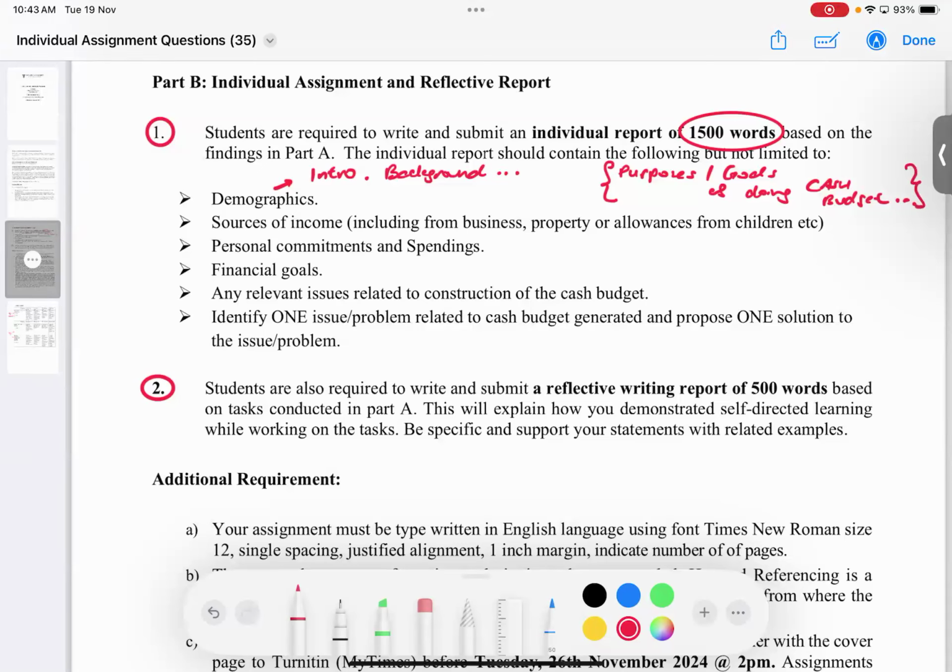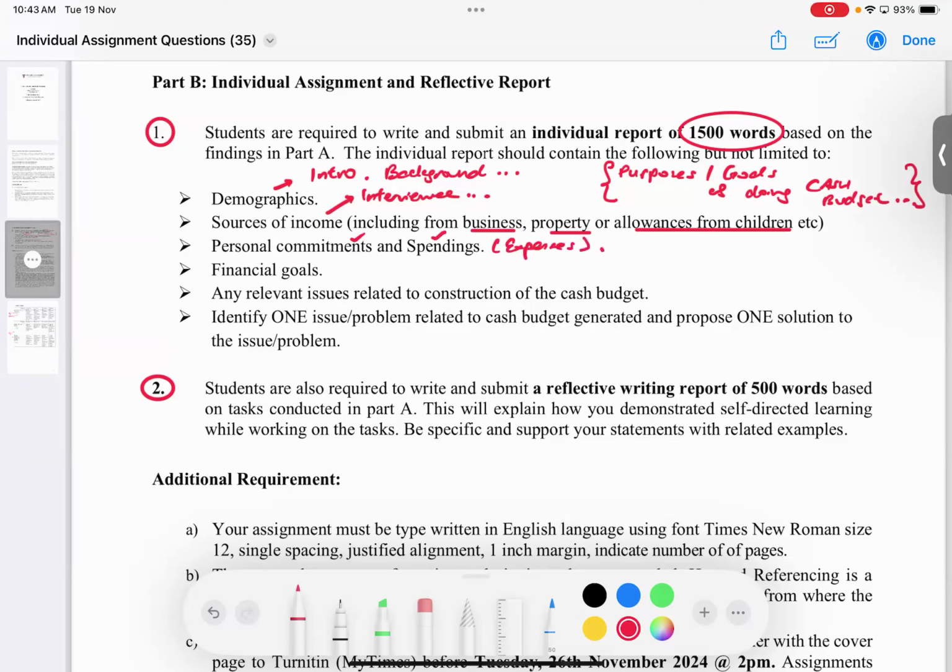Talk about the interviewee's source of income. These two can be combined together because they are about the interviewee. Talk about whether it is from business or from working for people. What is the property investment? What is the allowance from children? What are the investments that the person has? Then you talk about the personal commitments and spending, the expenses.